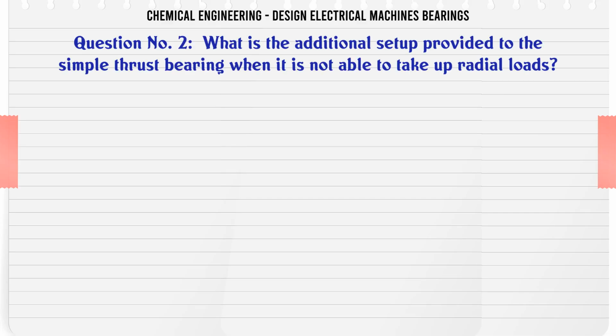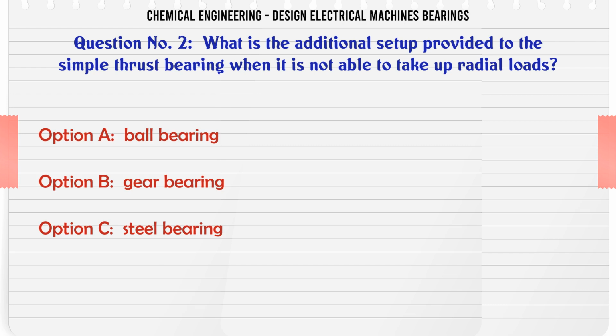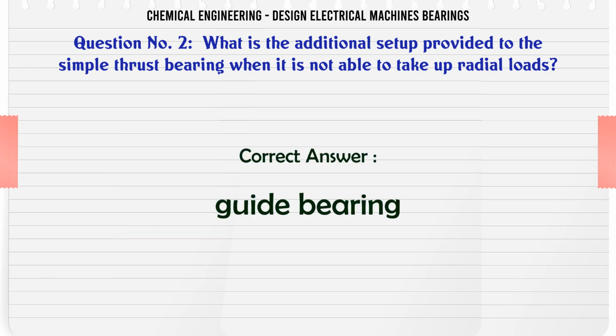What is the additional setup provided to the simple thrust bearing when it is not able to take up radial loads? A ball bearing, B gear bearing, C steel bearing, D guide bearing. The correct answer is guide bearing.